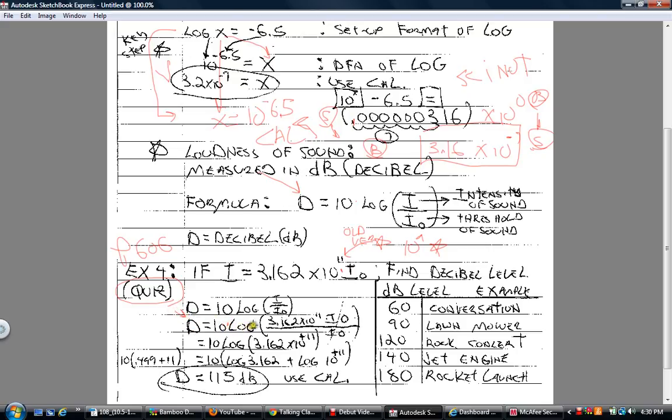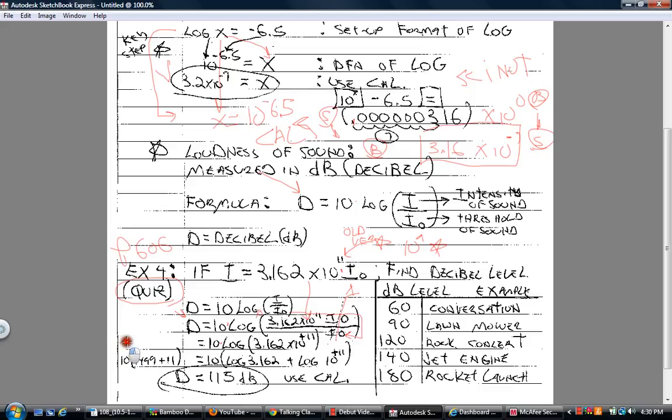10 times the log. Notice the base is 10, not written. I is 3.162 times 10 to the 11th, so we drop that in, divided by I sub 0 from here. Now why do they make you jump through these hoops? What's anything divided by itself, class? 1. So you're left with 10 times the log of 3.162 times 10 to the 11th.